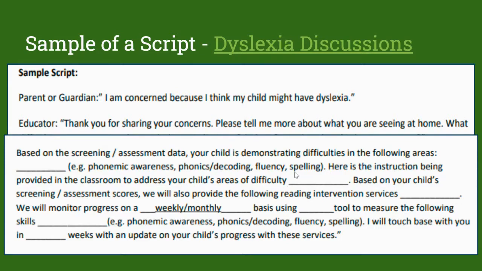"Based on your child's screening assessment scores, we will also provide the following reading intervention services." So this could be, are we getting some additional tiers of support? Are we not? Who's doing the progress monitoring on this? When is that progress monitoring happening? And what tool are you using to measure the following skills? And then maybe an update on your student or their child's progress.